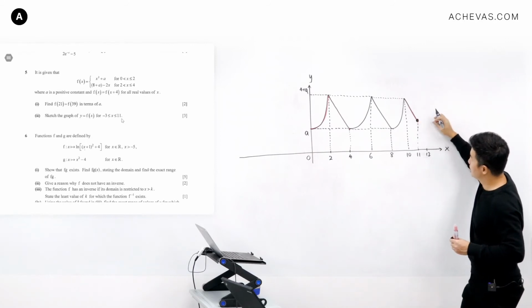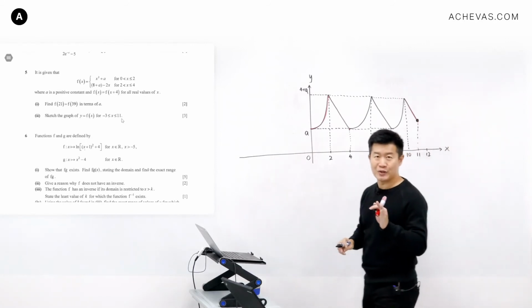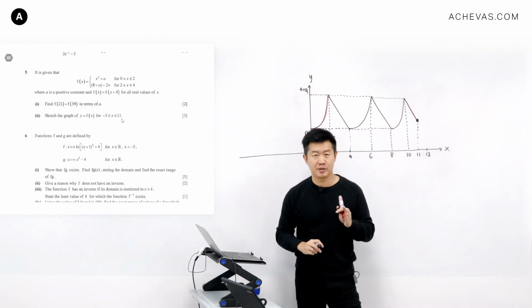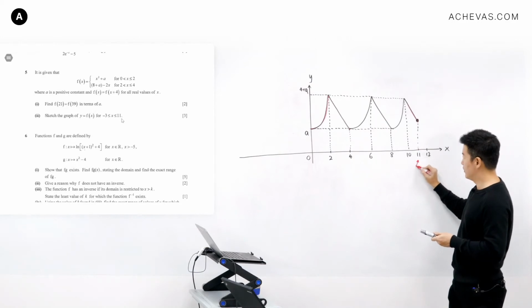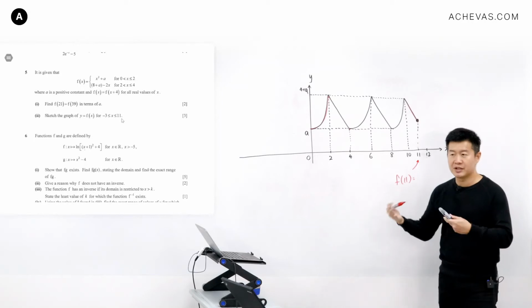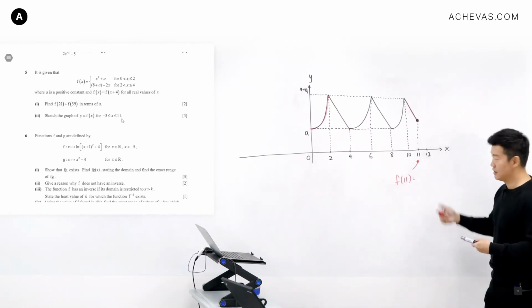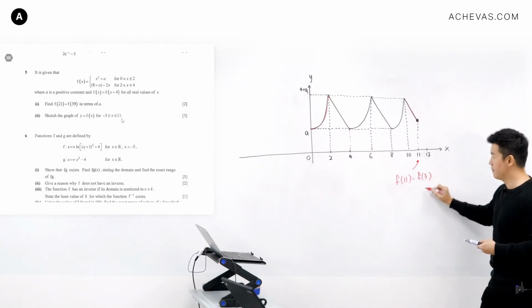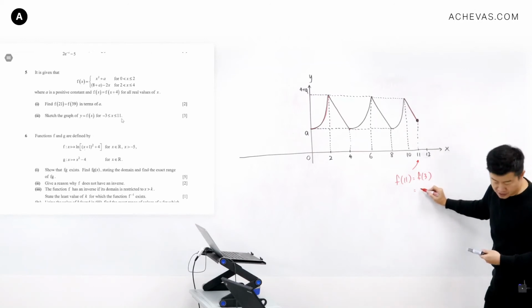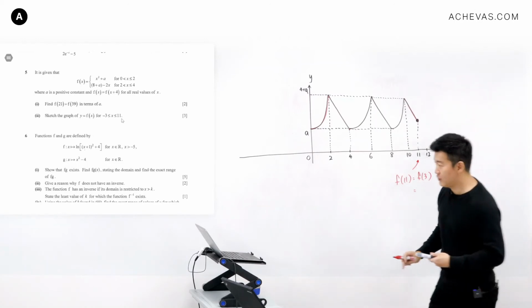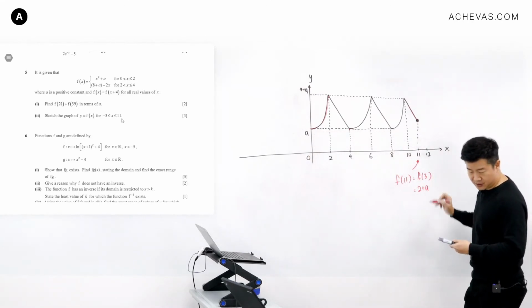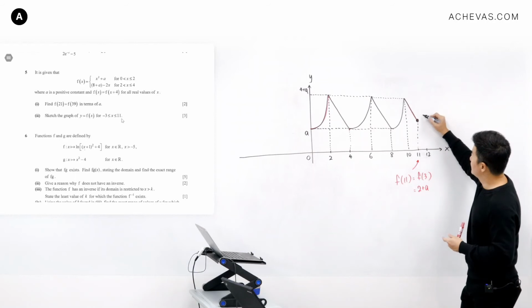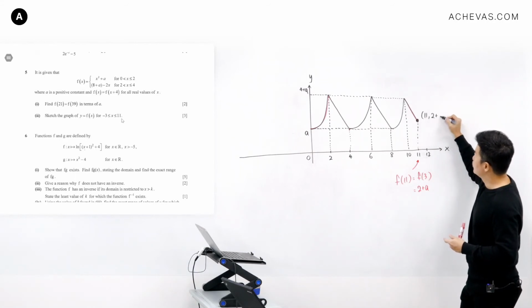This portion will disappear. And for all endpoints, you need to label it as much as possible, which means that we need to find out what is F11, right? From here, we need to find out what is F11. F11 minus 4 minus 4 minus 4 minus 8, it will be F3. And F3 is, just now we have found out, going to be 2 plus A. So I know this point here is going to be 11, 2 plus A.